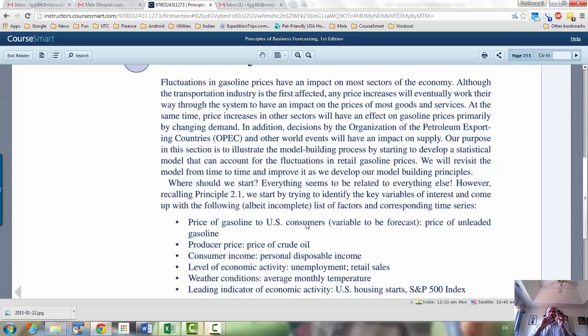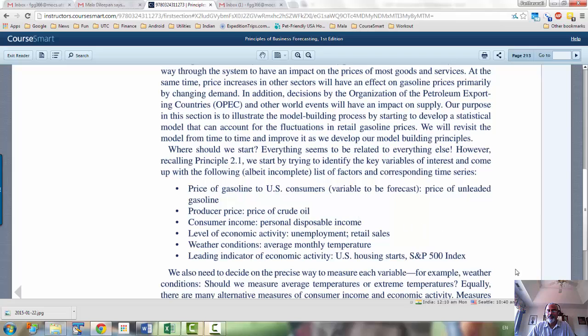So to keep it simple at this point, we will look at crude oil price as a leading indicator, meaning that whatever the crude oil price is this time period will be related to the price of gasoline the next time period. So there is a lag between the price of crude oil translating itself into the price of gasoline. That's what we're going to look at in this example.